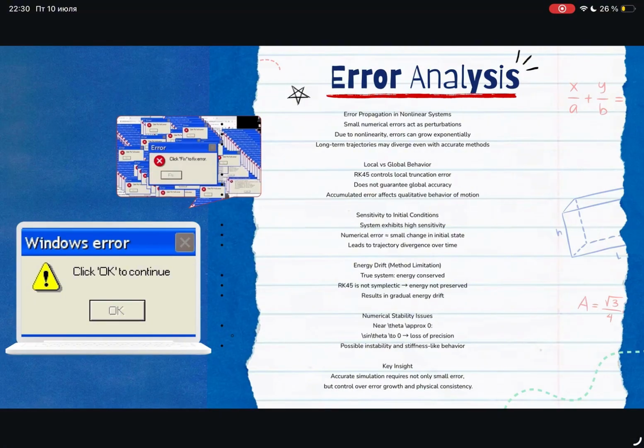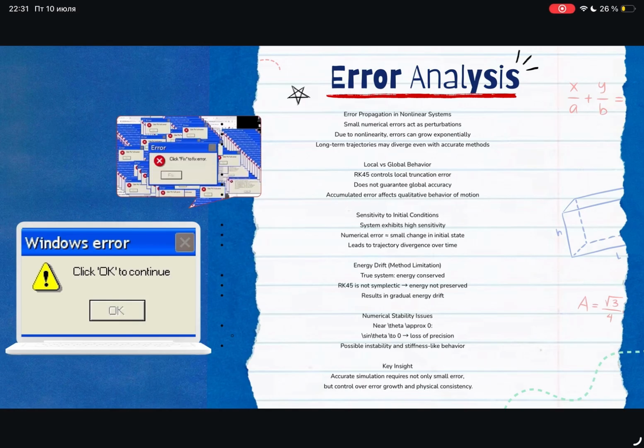Error propagation. First, numerical errors act like small perturbations in the system. What does this mean? It means that even tiny inaccuracies introduced at each step can evolve and amplify. Because the system is non-linear, this growth is not necessarily linear. In some cases, it can become very large over time.